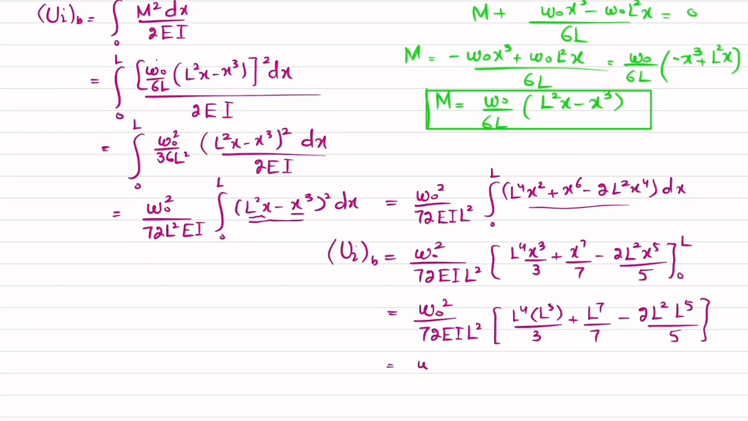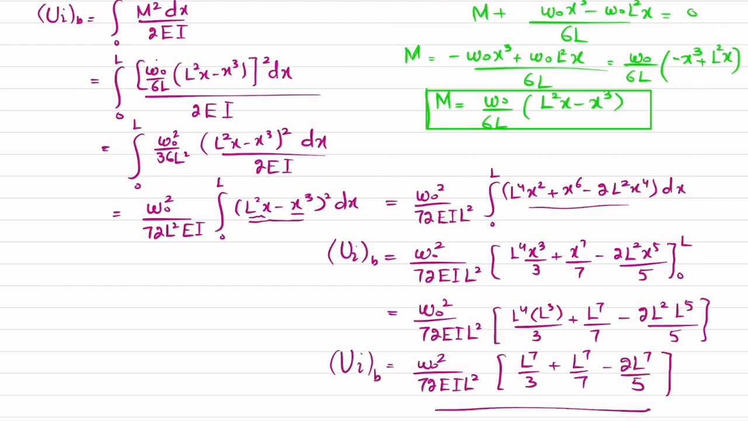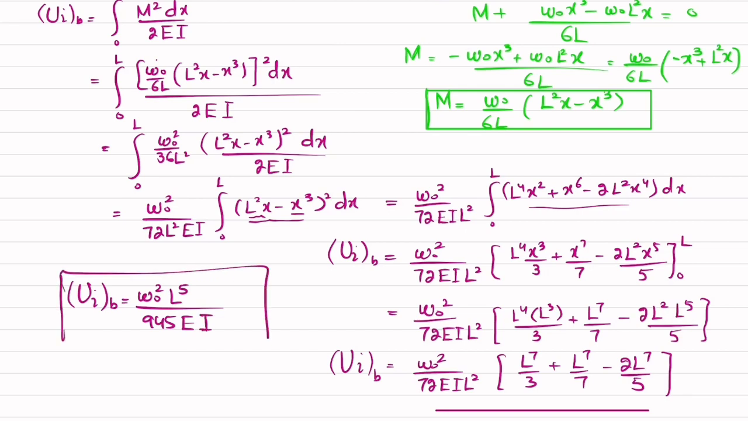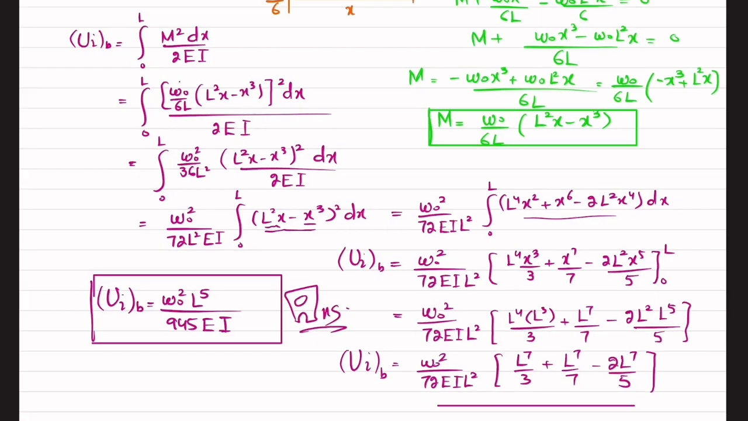Okay. So further simplify W naught square over 72 EI L square, and that will give you L7 over 3 plus L7 over 7 minus 2 L7 over 5. That will give you strain energy due to bending. And when you solve all these, you will get at the end strain energy due to bending in the simply supported beam comes out to be W naught square L5 over 945 EI, which is the answer of this question. So this is the amount of strain energy that will be stored in this simply supported beam due to bending.